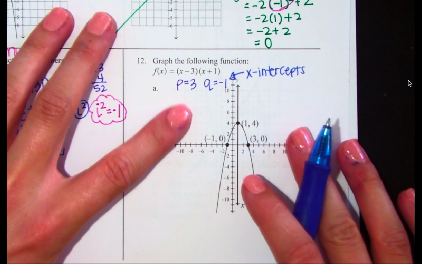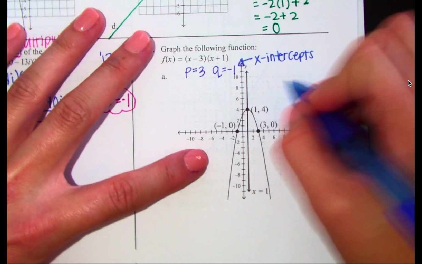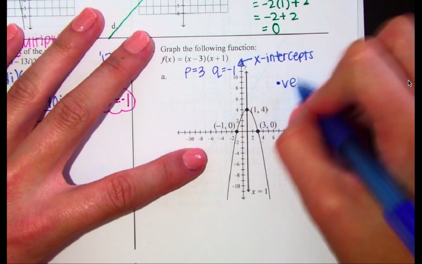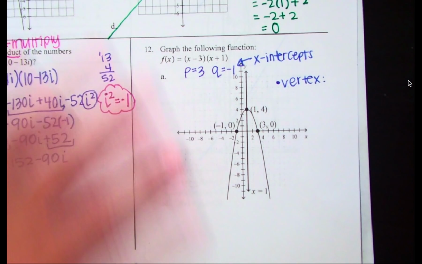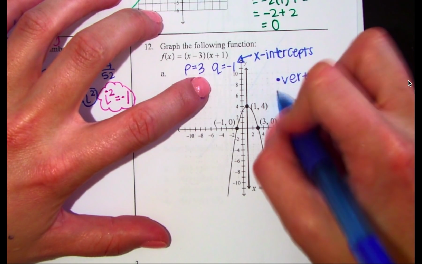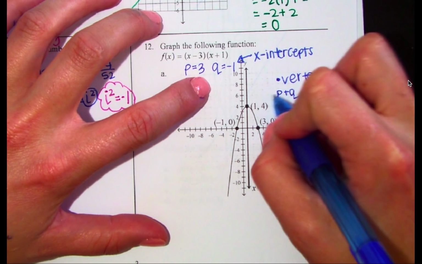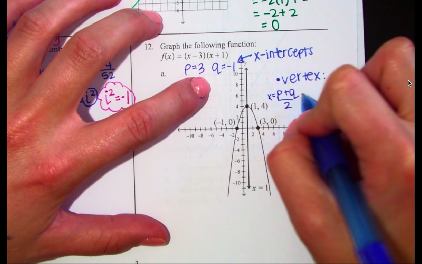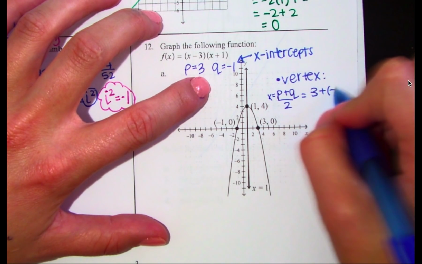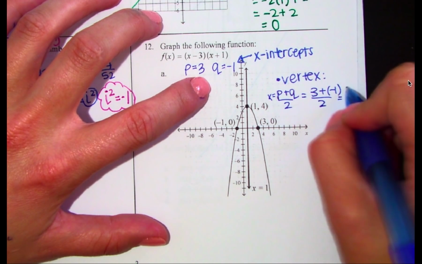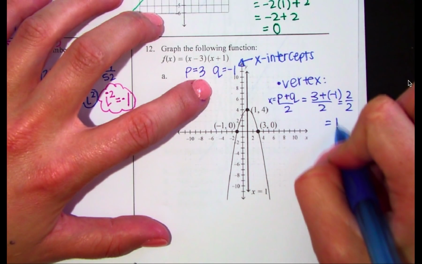All right, so I know those are my x-intercepts. The next thing I want to do, and the final thing I need to do, is figure out the vertex. So to figure out the vertex, you can do the formula x equals p plus q divided by 2. So it's 3 plus negative 1 divided by 2. 2 divided by 2 equals 1.